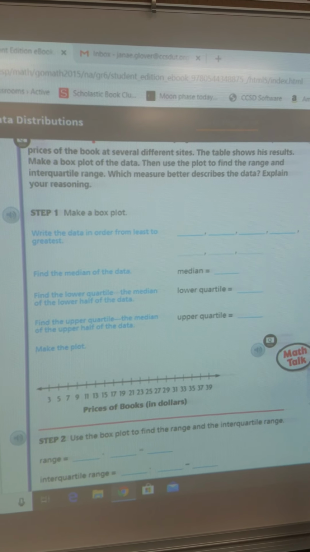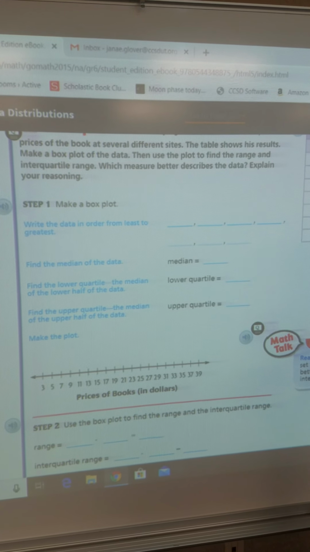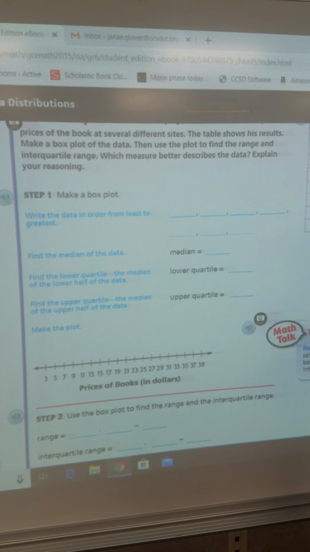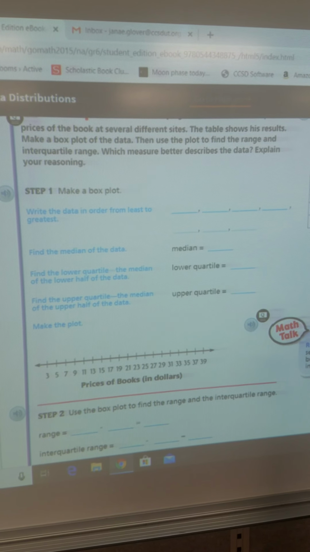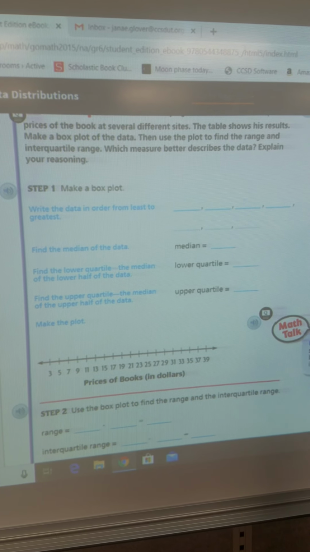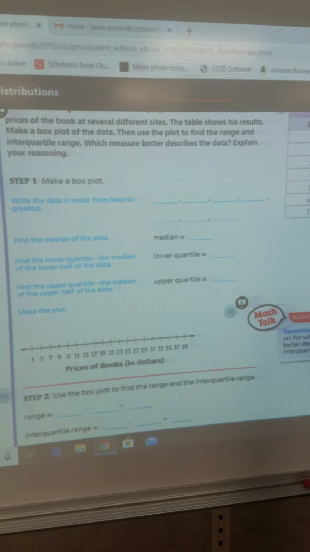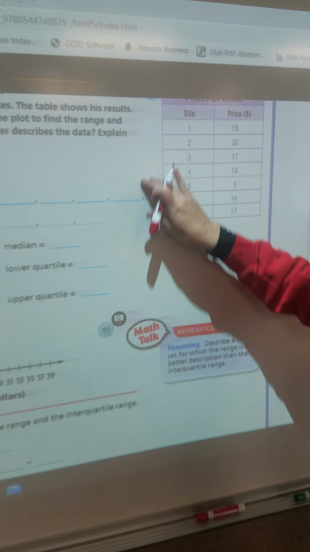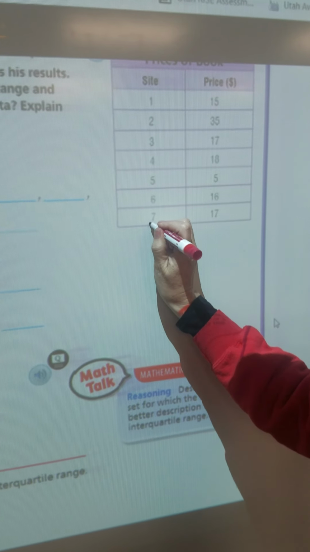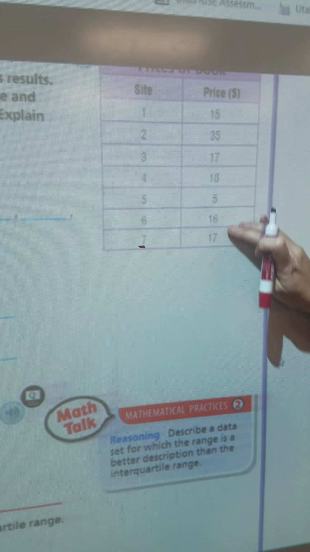The table shows the results. Make a box plot of the data, then use the plot to find the range and interquartile range. Which measure better describes the data? Explain your reasoning. Okay, so here's my information, boys and girls. We've got 7 different sites, and this is the price of the books.